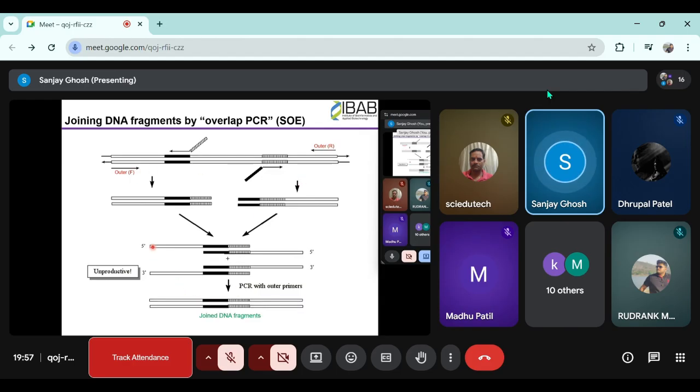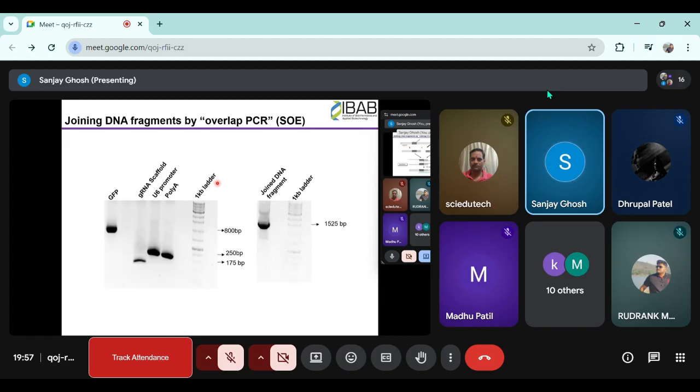Now what you have done, this will amplify, right? Because this will fill up here, this will fill up here, and amplification will happen because you have put the outermost primers and thus you have joined the DNA. So now you can see that you can actually delete a piece of DNA or you can actually join two different pieces of DNA in a seamless manner. No restriction enzyme needed, just based on a chimeric primer design, right? So this is the simplicity of this method.